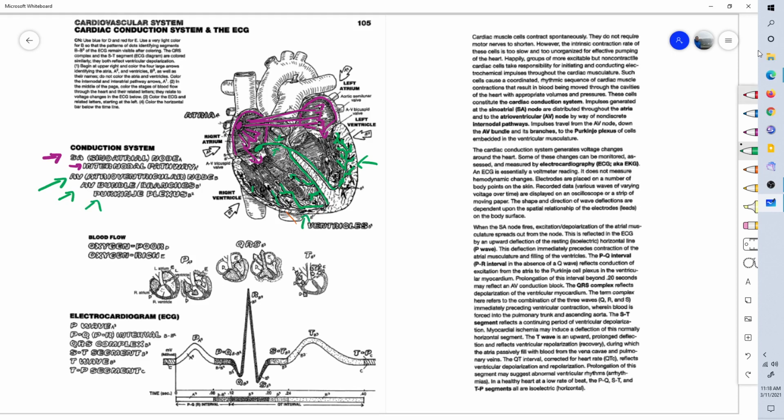So when the signal goes out from the sinoatrial node here, the two atria contract and squeeze at the same time, sending their contents, the blood, into the ventricles. Then the signal goes out from the atrioventricular node down the AV bundle and branches to the Purkinje fibers, causing the ventricular muscles to squeeze and contract and send their contents through the aorta and the pulmonary arteries.